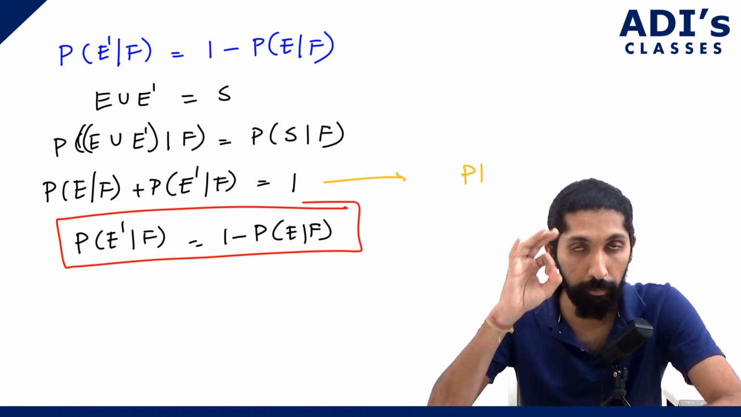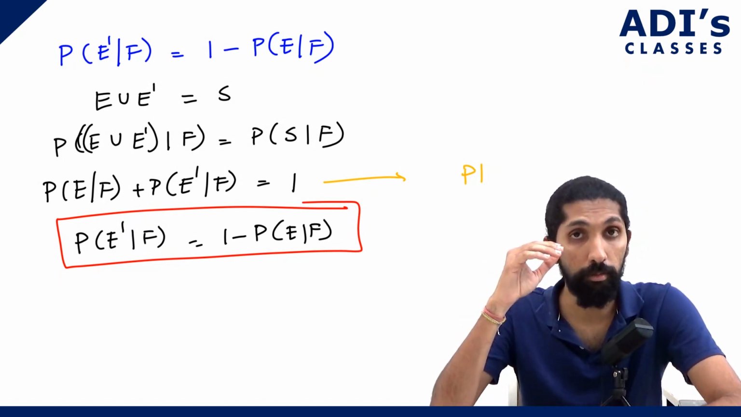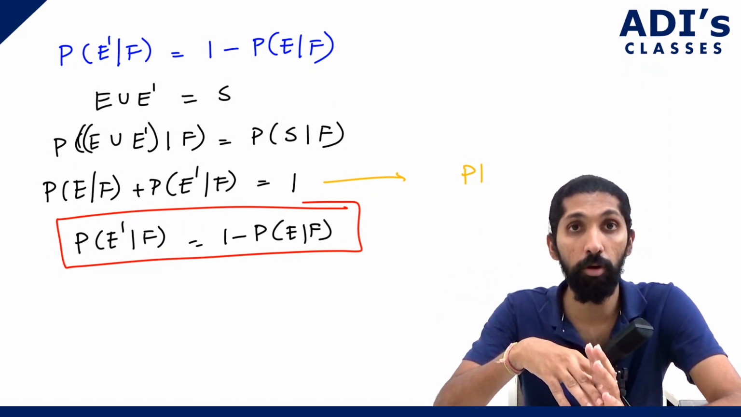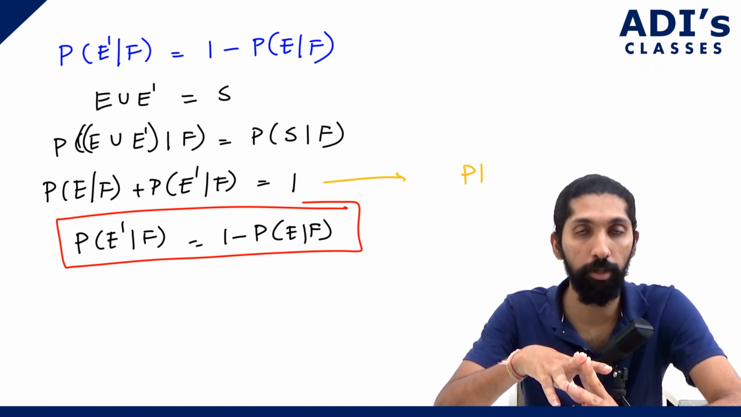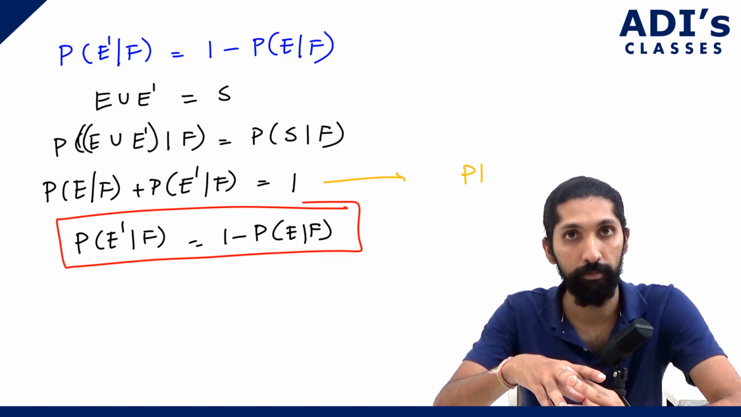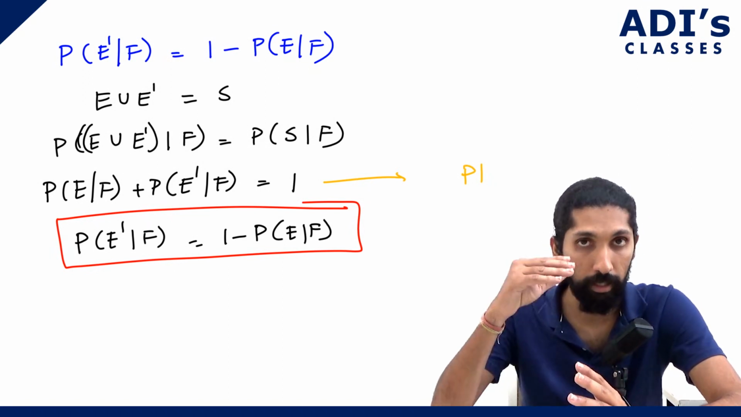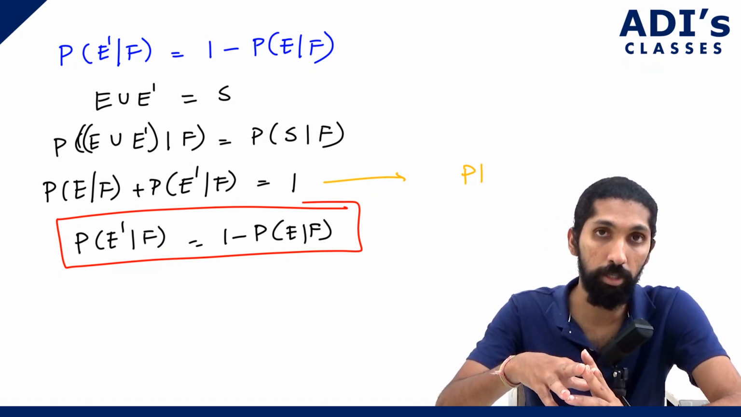So, three properties, very easy ones. These properties are used in almost every problem, along with different corollaries of these properties. Fair enough? In the next video, we'll look into problems based on conditional probability.